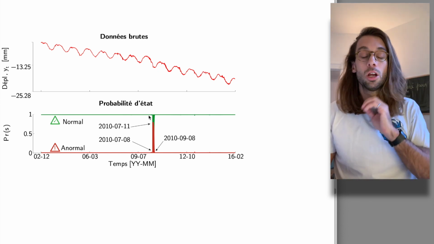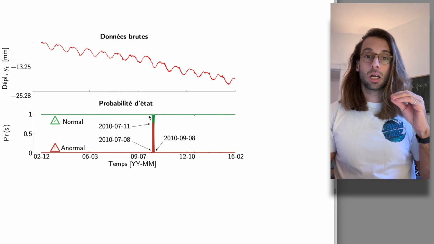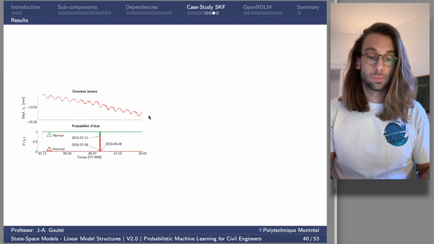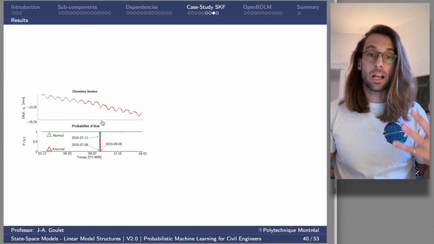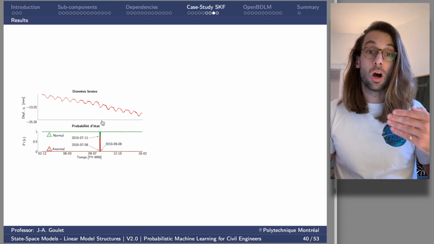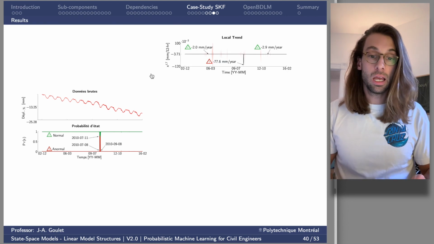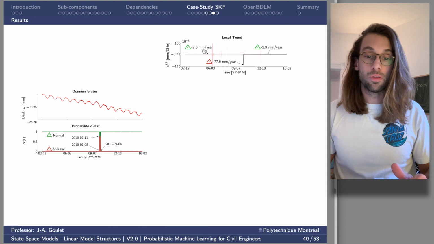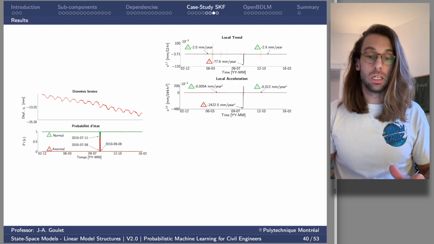So remember here, normal is constant speed and abnormal is constant acceleration. Okay, and here we know actually that something happened. We know that the owner of the structure made some reflection work on the dam. But using this time series analysis, we can quantify, as data come in, what was the rate of change before and after the intervention.